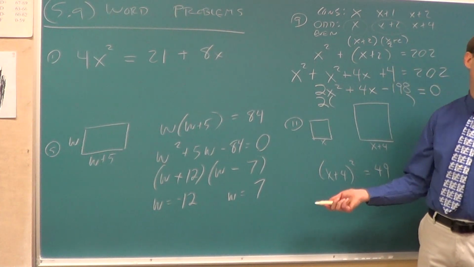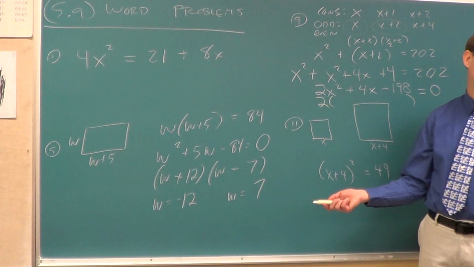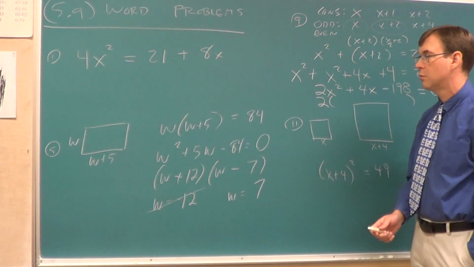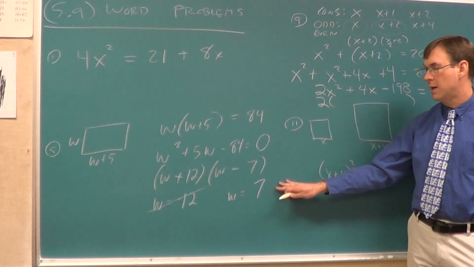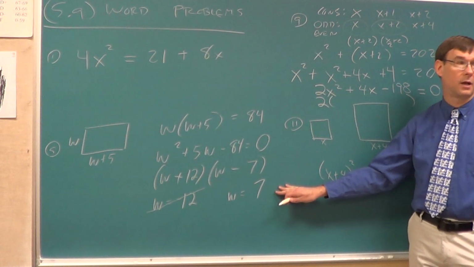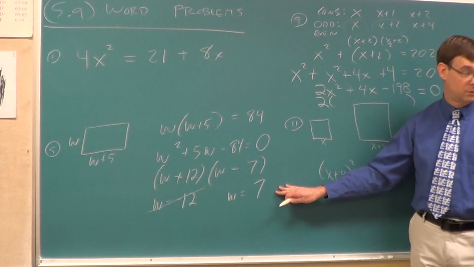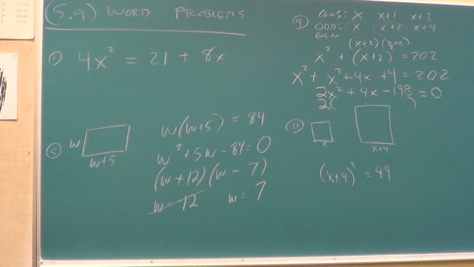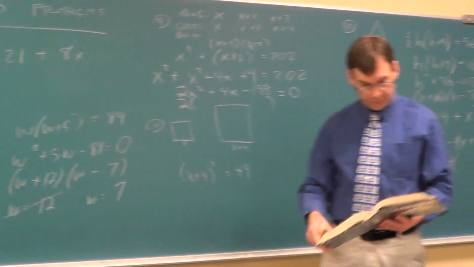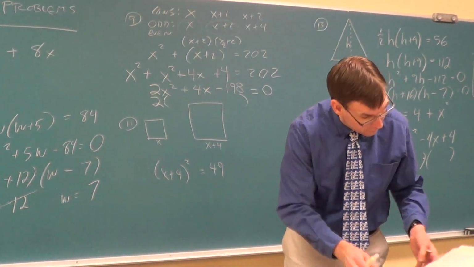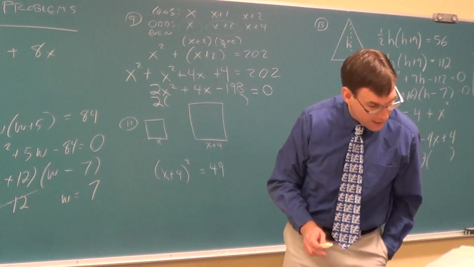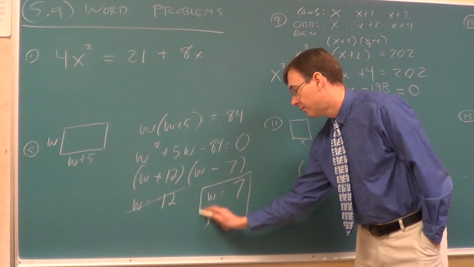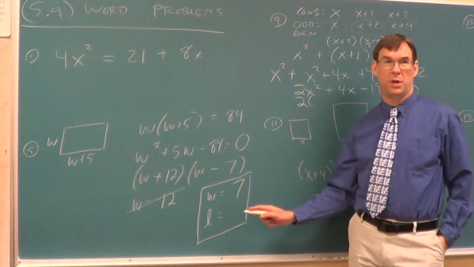Are both of those valid, or should I throw away anything? Throw away that negative 12. We can't have rectangles with widths of negative 12. Before we celebrate and move on, what should we check? What's the problem say? What did they tell us to hunt down? If they only wanted us to hunt the width, we're good. For 5, they say find the length and the width. So width is 7. How much would the length be?